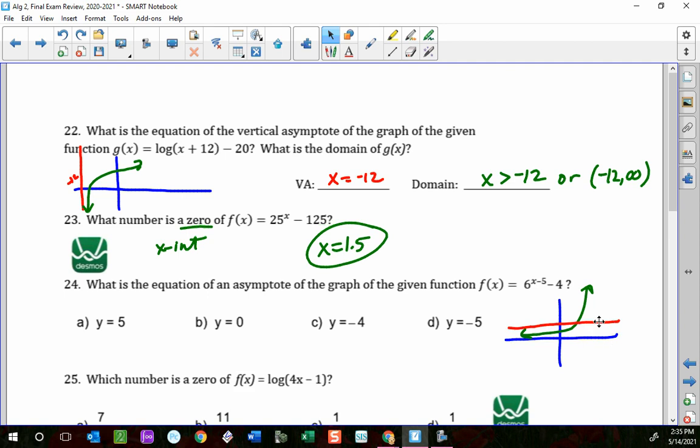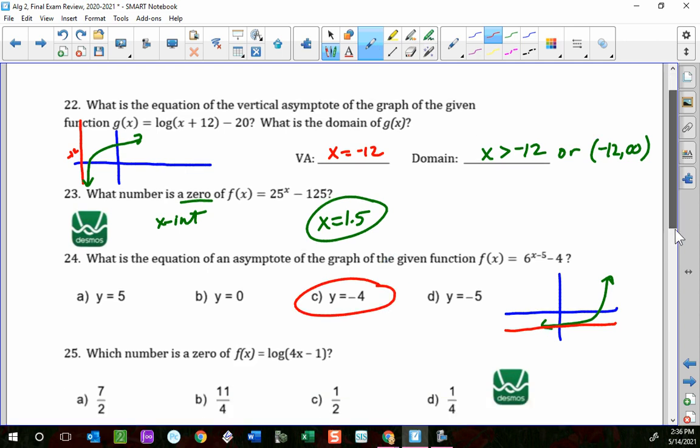But if I start to move it up or down, then I have to change it. So this thing is moving down 4. So down 4 makes my asymptote there, and my graph moved down 4 with it, and I guess to the right 5 as well. What I'm interested in is the down 4 motion. So my new asymptote is not y equals 0, it's y equals negative 4.